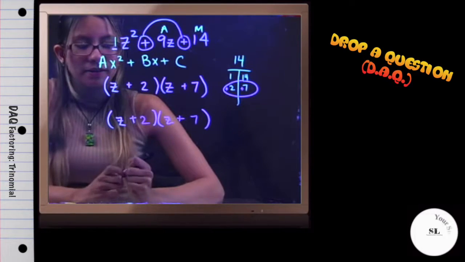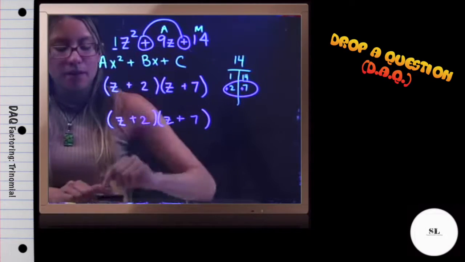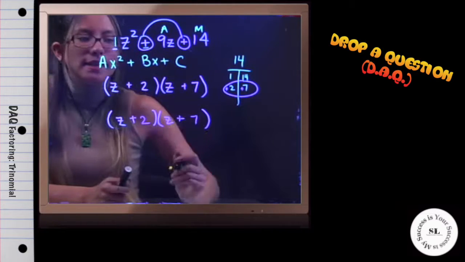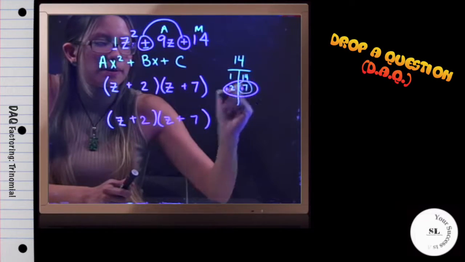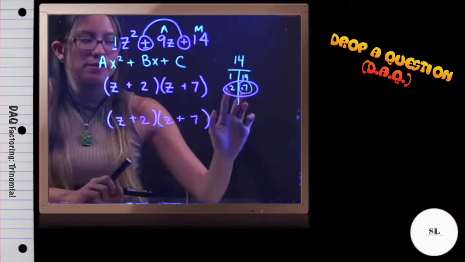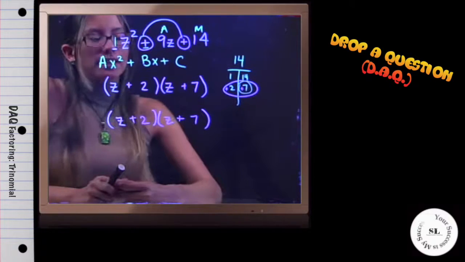And of course, when it comes to your factors, depending on the middle term, if the middle term is positive, that means that this has to be positive, your greatest valued number. So between 2 and 7, the greater value is 7. So that 7 definitely has to be positive.